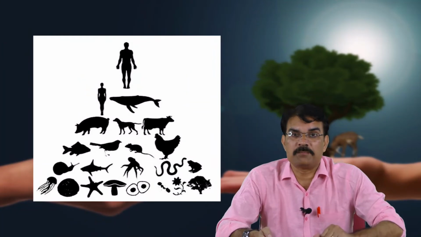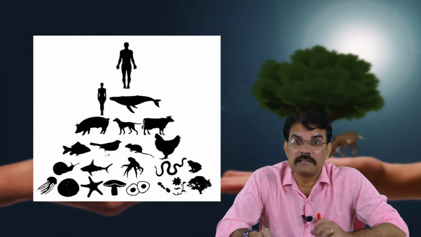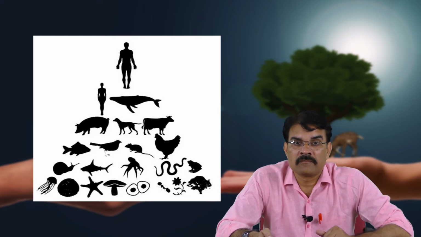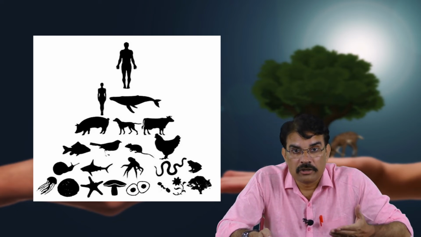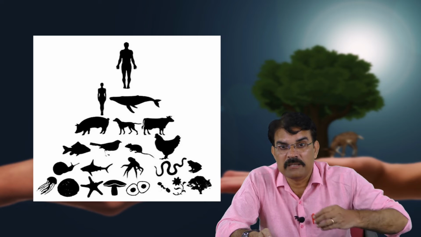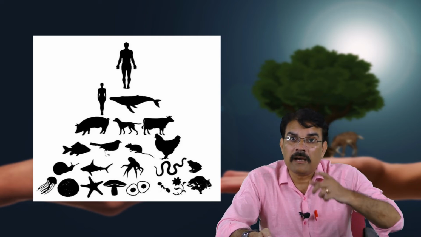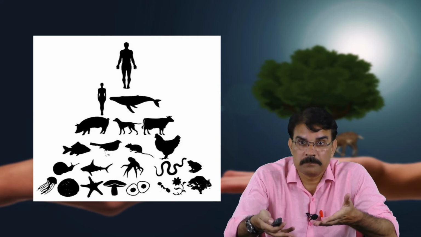Now just look at this picture. This picture tells you the story very clearly. There are many forms, many things in the environment, like human beings and other animals, but what anthropocentrism says is that the human being is at the top.